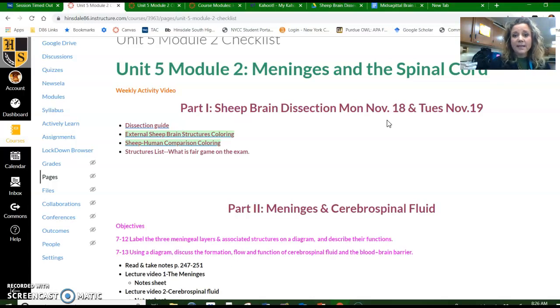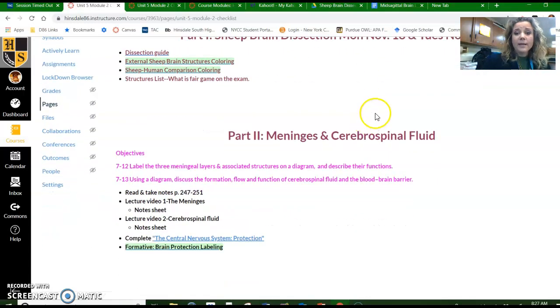Once again, just like in the last module, anything that is highlighted in light green, like the external sheep brain structures coloring and the sheep human comparison coloring, these two things are things that I would like you to please hand in for feedback. These are due on Wednesday, November 20th. All right, so that's part one.